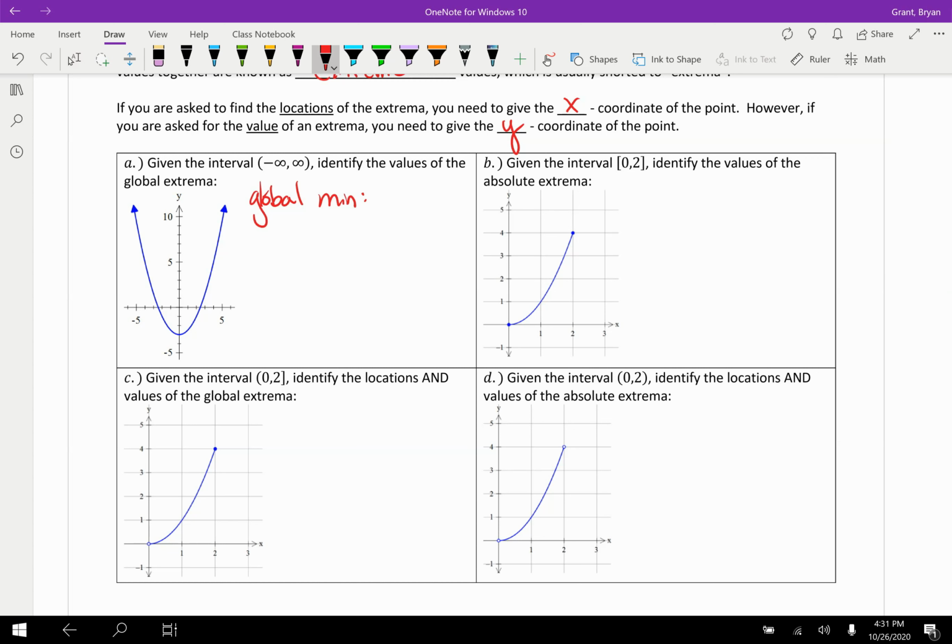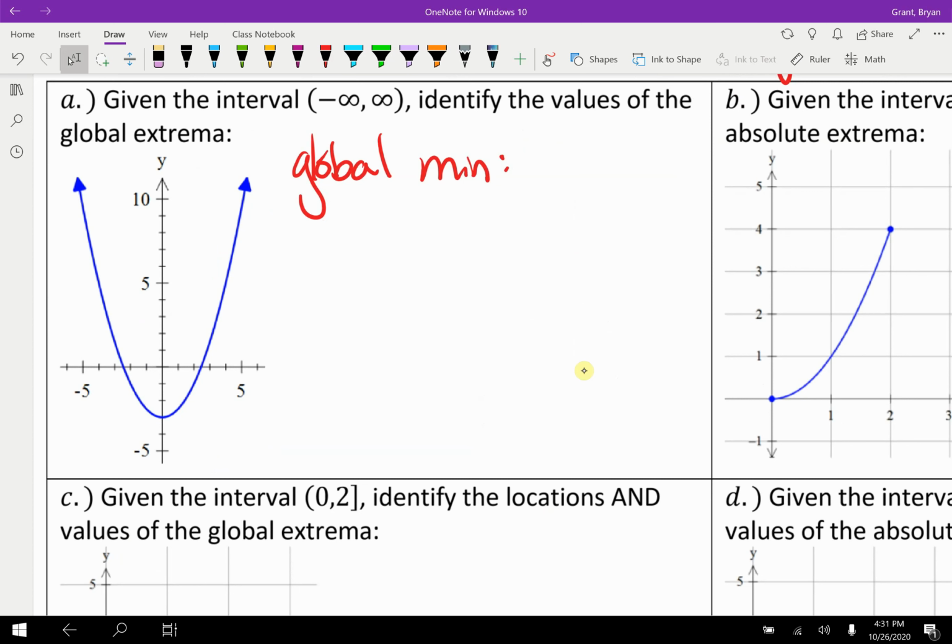So the global min is the lowest the graph ever gets, and pretty much visually here, the lowest our graph ever gets seems to be -3. Right? They asked for the value, so I'm just giving the y value here.